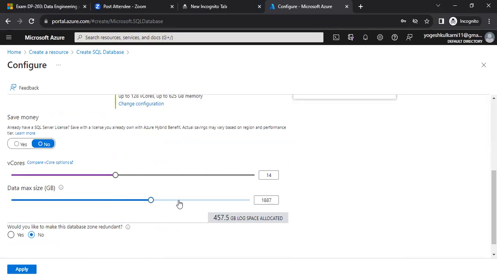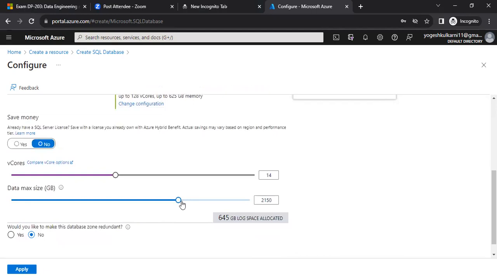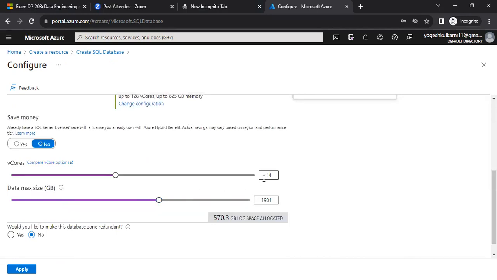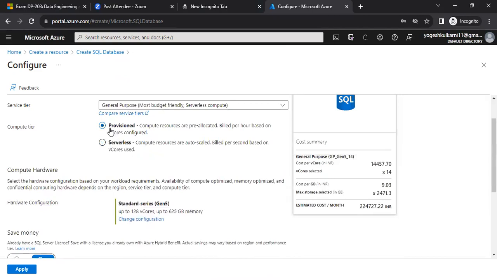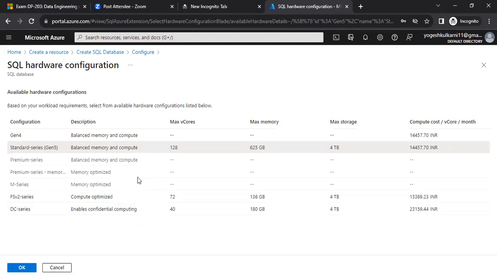So that's how you will change this configuration, and depending on that it will change. It is mainly associated with these vCores, the storage size, and the different types of configurations that are provided here. And similar options will be available for the VMs as well. So you can change from any tier to any tier.